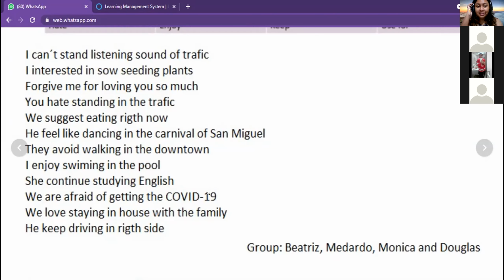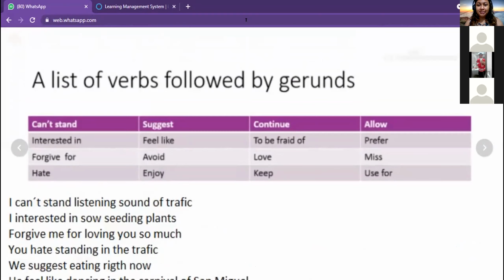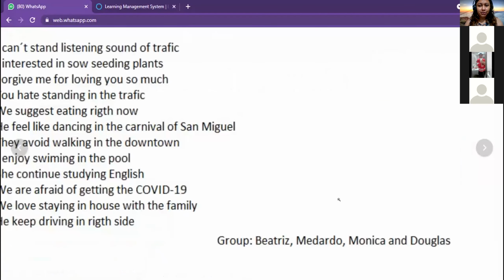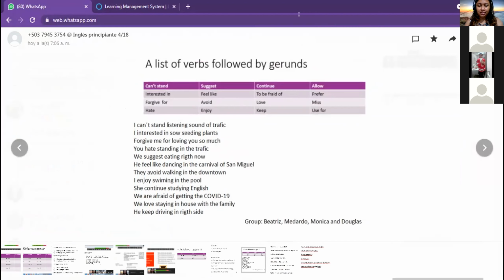Okay, great ideas. All right, we're just adding some twists to some of the ideas. Okay, so since I know what you guys wrote, I'm gonna start making the observations here. All right, I can't stand listening to. So we're gonna say listening to the sound. Repeat with me. Listening to the sound of traffic.